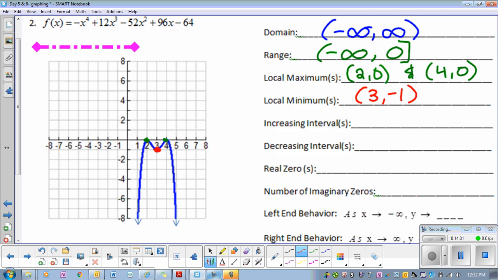So increasing intervals and decreasing intervals, right? So we said that the intervals happen from these local maximums and minimums, right? So what you can do, just do the same thing that we've been doing before. Draw a line where it changes direction, okay? So right through that local max. Another one right through that local min. Another one right through the other local max.